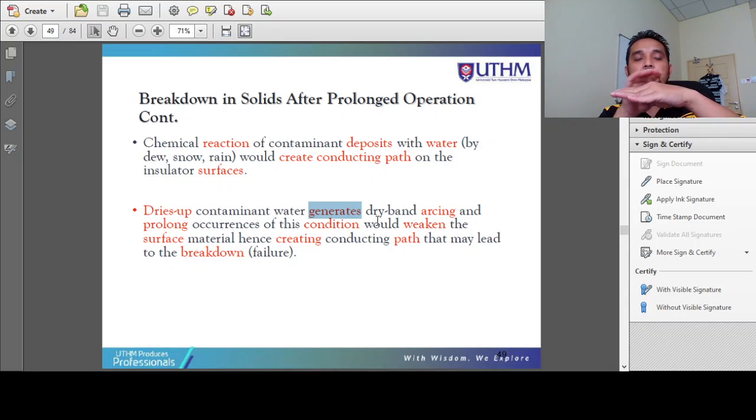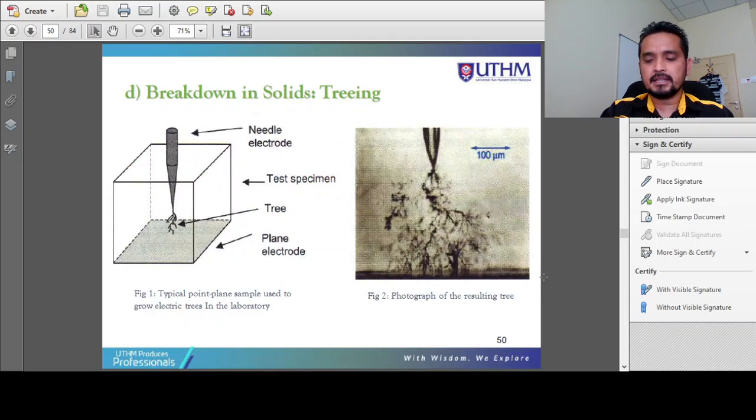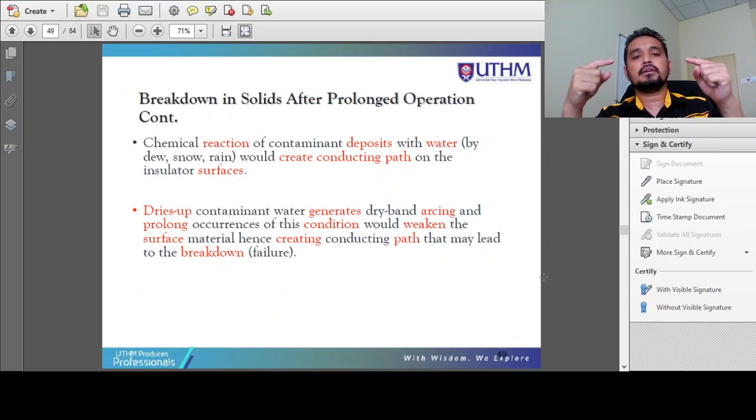We will have a certain current conduction, and at the point where the electric field is high, the water tends to evaporate. Once it has evaporated, we have the interruption of the current flow, and then this current will start to bridge across. This is the phenomenon we call surface discharge activity.